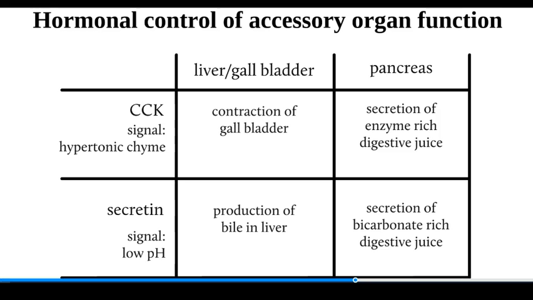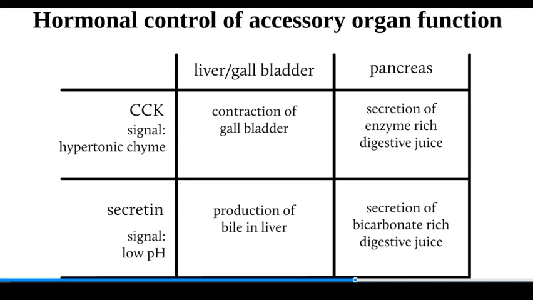Secretin is released from the duodenum in response to a low pH, which would be the stomach acid as it moves into the small intestine. That'll cause the liver to make more bile, and bile contains buffers, neutralizing agents that can take care of that stomach acid, as well as the pancreas secreting more bicarbonate-rich digestive juice, and bicarbonate is a buffer that can neutralize acid coming from the stomach.